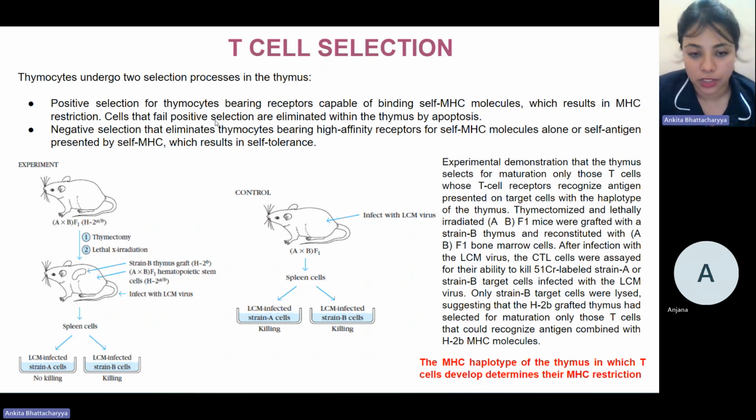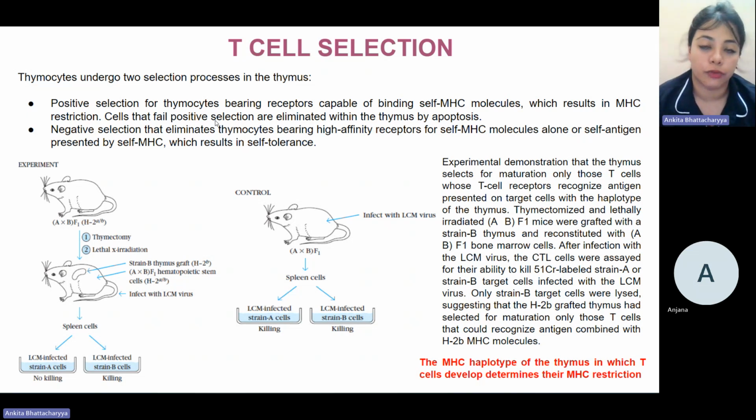And here, again, this is a representation of the fact that whenever you perform an experiment, you must always have an experimental control. So in the experimental control, they also took an A cross B F1 strain of mouse, infected it with an LCM virus, and then saw that when you are simply taking an immunocompetent mouse, you are able to see killing of both strain A and strain B cells. However, when it was subject to all of those treatments, what they could eventually identify was that the MHC haplotype of the thymus within which T cells develop actually determines their self-restriction.